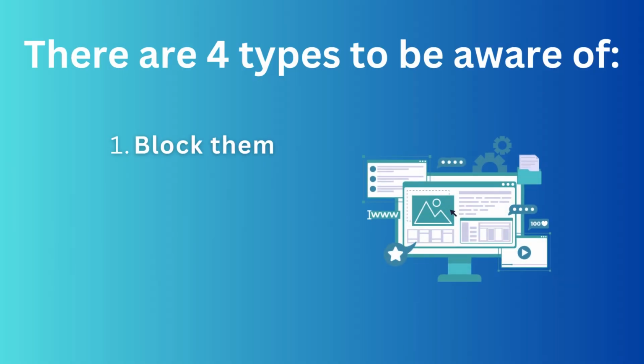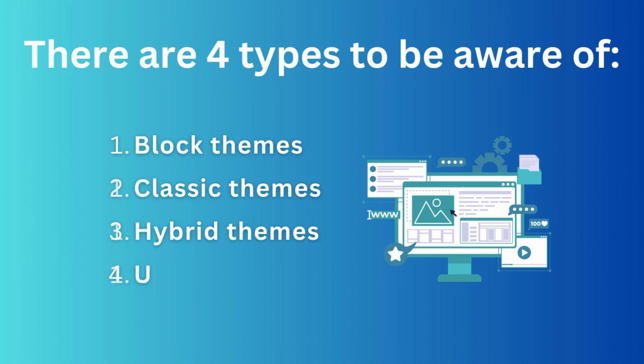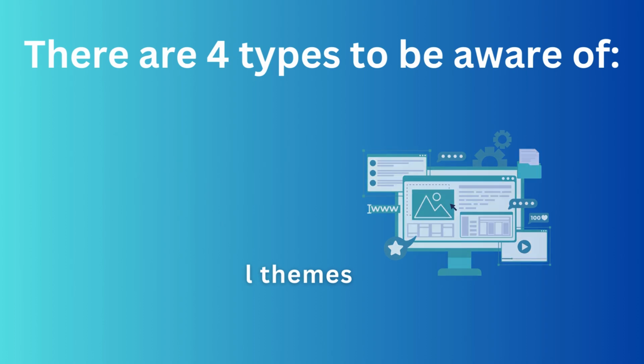You might be wondering, what kind of themes are available? There are 4 key types to be aware of: block themes, classic themes, hybrid themes, and universal themes. It's worth noting that block themes and classic themes are the most commonly used, with block themes representing the future of WordPress.